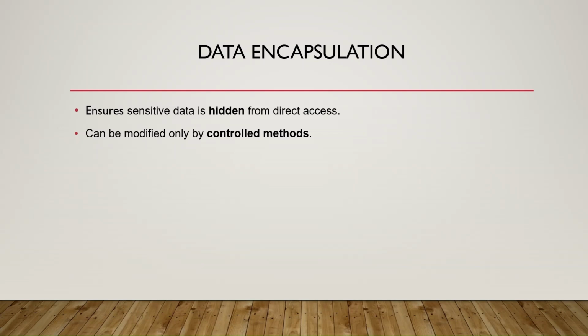Encapsulation is one of the core principles of object oriented programming, ensuring that sensitive data is hidden from direct access and can only be modified through controlled methods. Think of it as a protective shield around data in a class, allowing interactions only through defined access points. That is, using getters and setters.